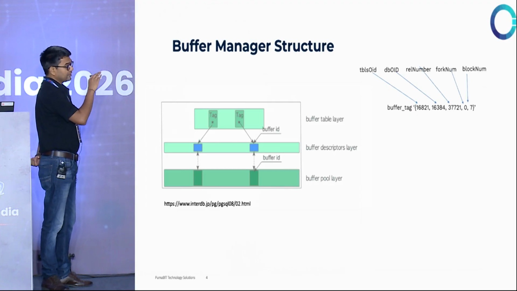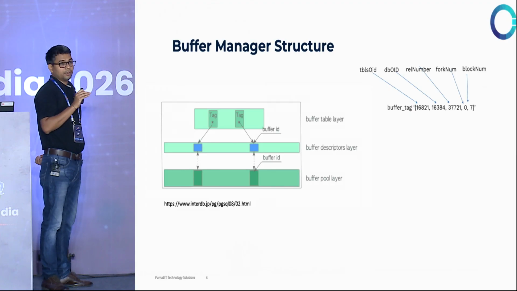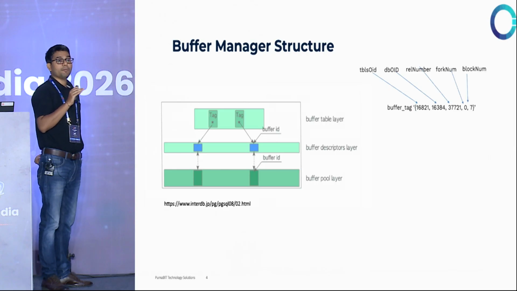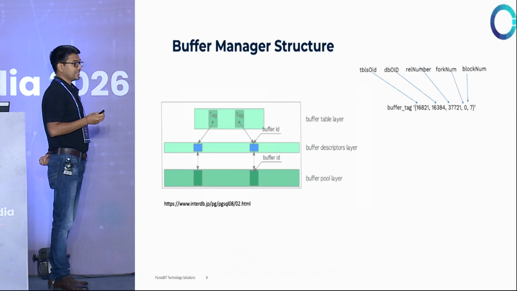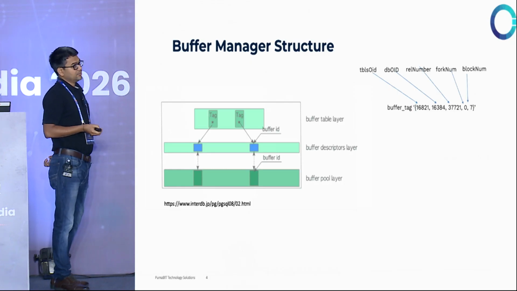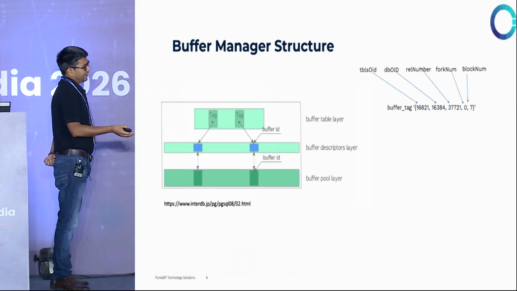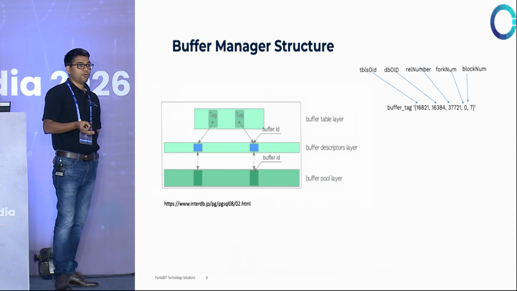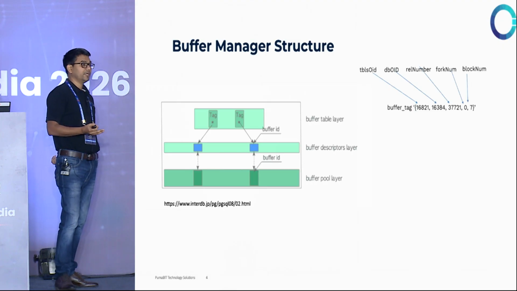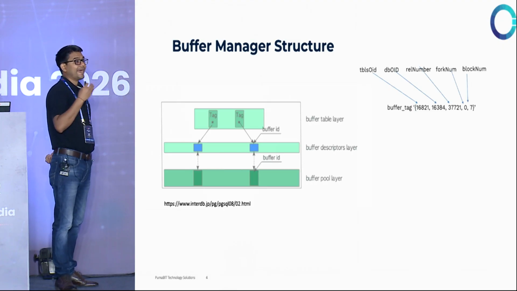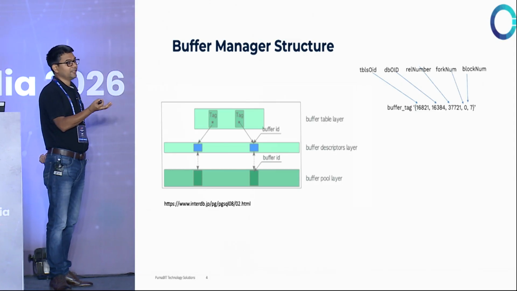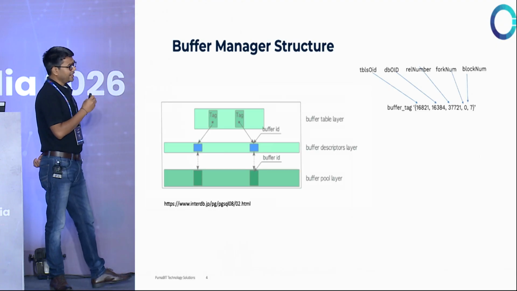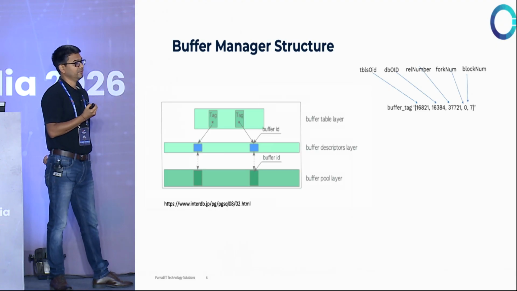We'll start with the first layer, the buffer table, which keeps the information about the buffer tag. The buffer tag consists of the tablespace ID, the database ID, the table ID, the fork number and the block number. The fork number tells whether it's a free space map file, a visibility map file, or the data file. So this is an identifier for memory to locate the particular object or data you are looking for. The first layer is basically a hash table.